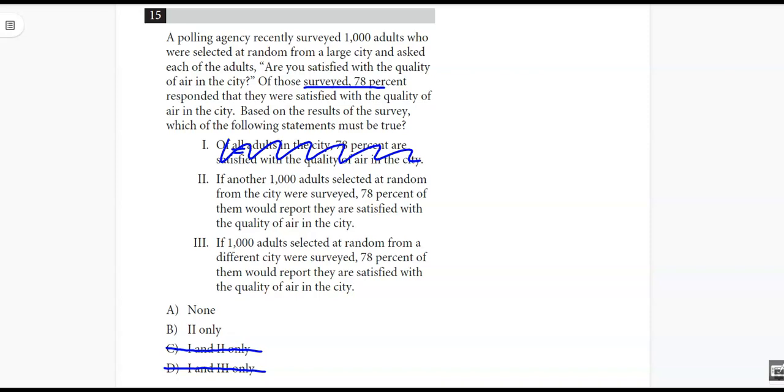If another 1,000 adults were selected at random, 78% of those are going to report they're satisfied. We don't know that for sure. Maybe the first 1,000 just happened to be people who were more satisfied or less satisfied. So we cannot conclude that from the survey. So that wipes out B, which leaves the correct answer must be A.